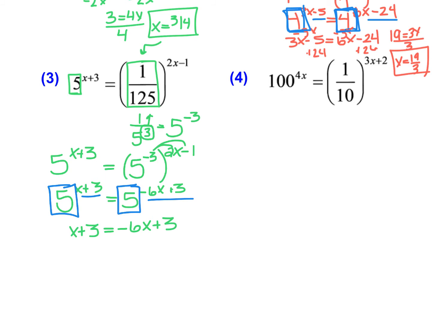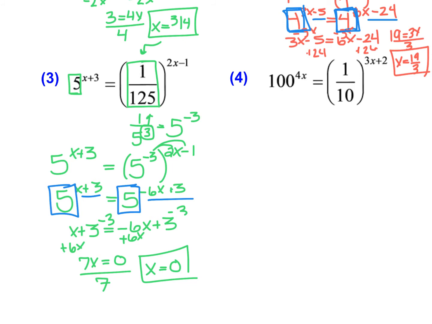Well, if I start, I'm going to add 6x to each side, subtract the 3 from each side, so I end up with 7x is equal to 0. Divide both sides by 7, and I find an x value of 0 will make this particular equation true.